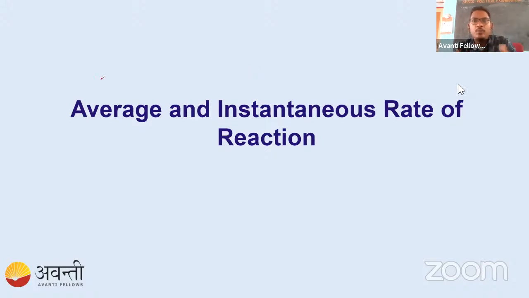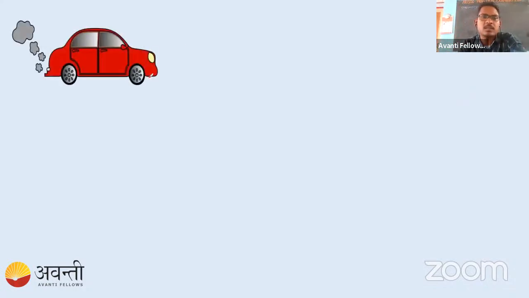We have come to know we have speed. Now we have two types of speed: one is average speed, and another is instantaneous speed. So let's see what is average speed and what is instantaneous speed. Average is total by total, that is average. For example, this is our car.